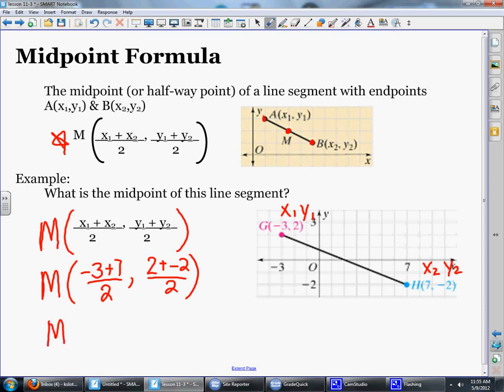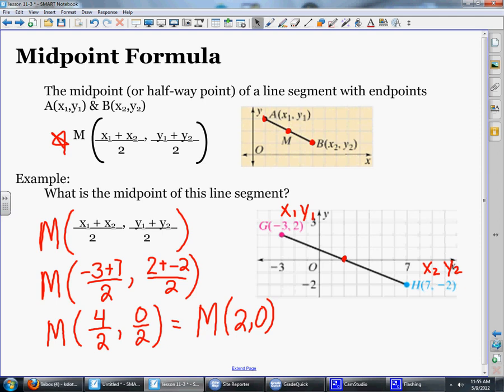So we have 4 divided by 2 and 0 divided by 2. So the midpoint is equal to 2, 0. Now we can check this on our graph. Does that seem like the midpoint? We move over 2 and up 0. Yes, that seems like the halfway point between the 2 points.